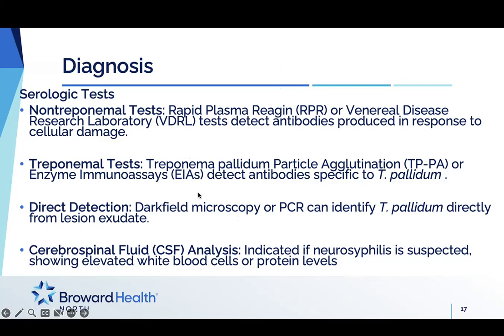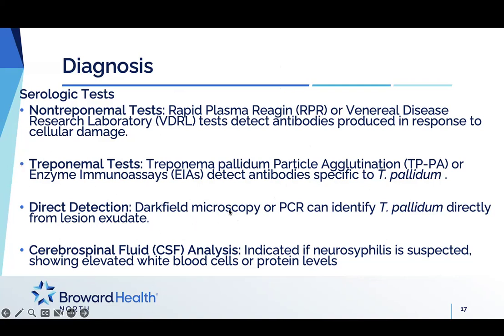The treponemal tests, which are the TPPA or the enzyme immunoassay, do detect antibodies specific to the spirochete, okay? So non-treponemal tests detect antibodies in response to the damage. Treponemal tests detect antibodies to the bug, the bacteria, okay? And those are the serological tests.